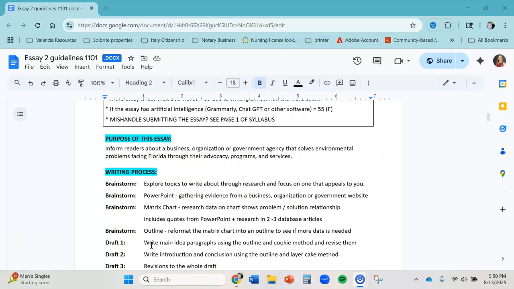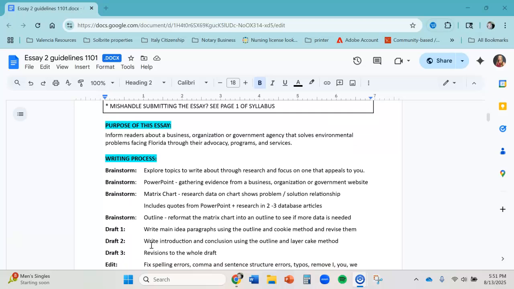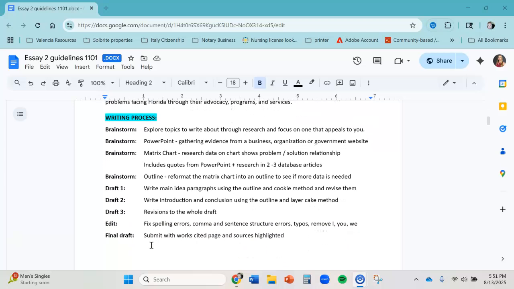The purpose of this essay is to inform readers about a business, organization, or government agency that solves environmental problems facing Florida through their advocacy, programs, and services. So essentially, there's environmental problems. What is this organization, business, or government agency doing to fix these problems? What are they doing? And there's a whole process with numerous working parts to this assignment to get us to the final product, which is your final draft.